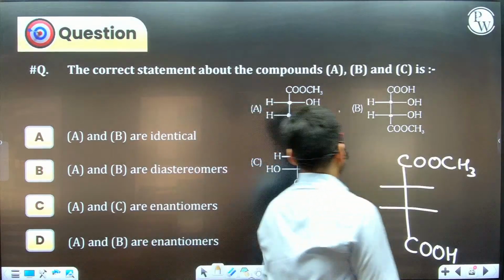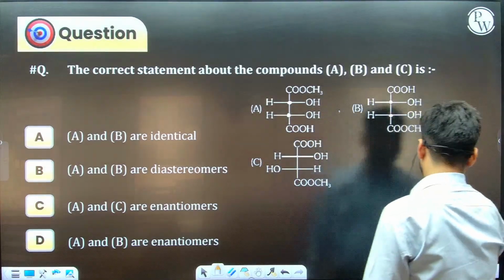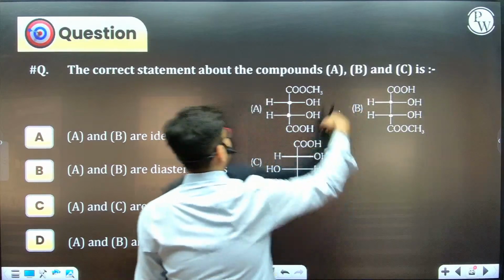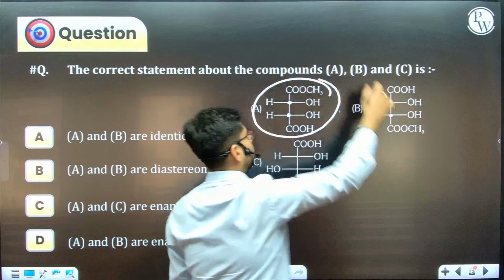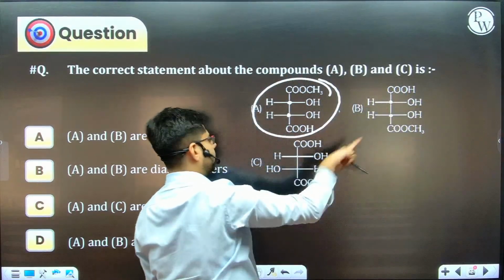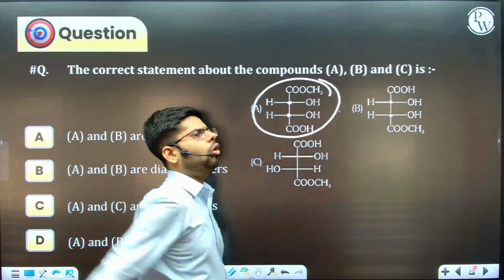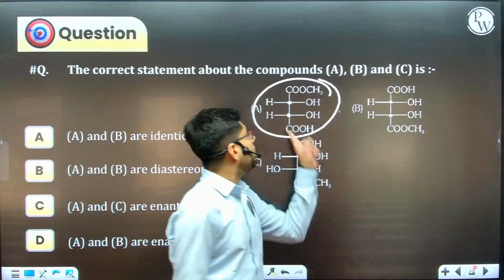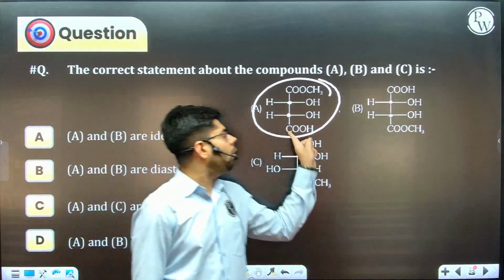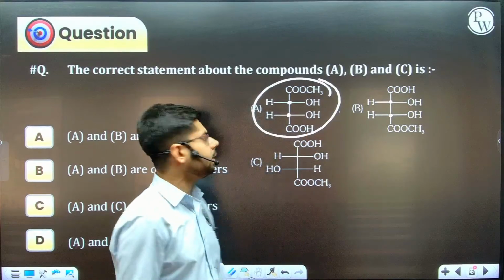Okay, so let's do the other way around. I'm turning the page in such a way that COOH appears at the top. I'm doing this for A only, so that I don't have to rotate this, I don't have to rotate this, because in both B and C, COOH is at the top. Only in A, COOH is not at the top, whereas in B and C, COOH is at the top.